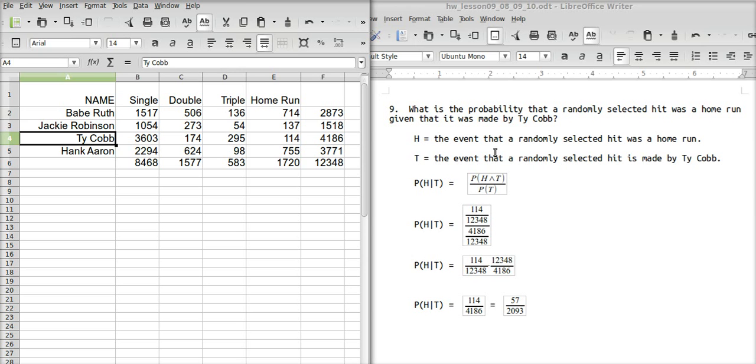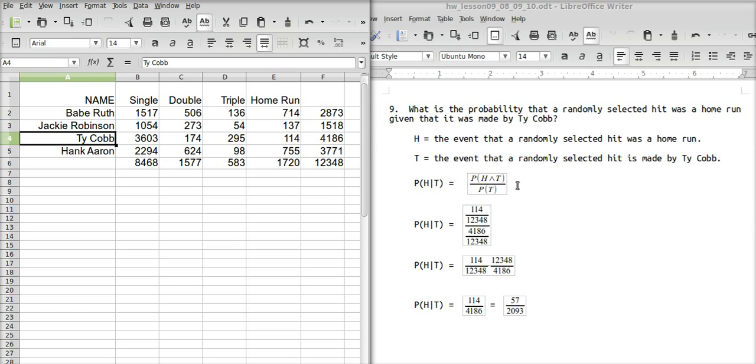Problem number 9 is very similar. In this problem, they ask what is the probability that a randomly selected hit was a home run, given that it was made by Ty Cobb. So let H be the event that a randomly selected hit was a home run, and T be the event that a randomly selected hit was made by Ty Cobb. And they are asking for the probability of a home run given that it was made by Ty Cobb. So that's what we want to calculate.